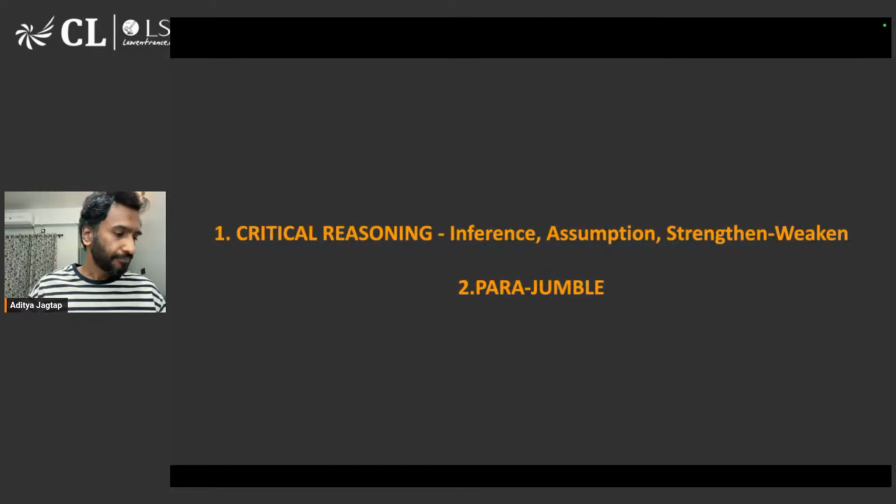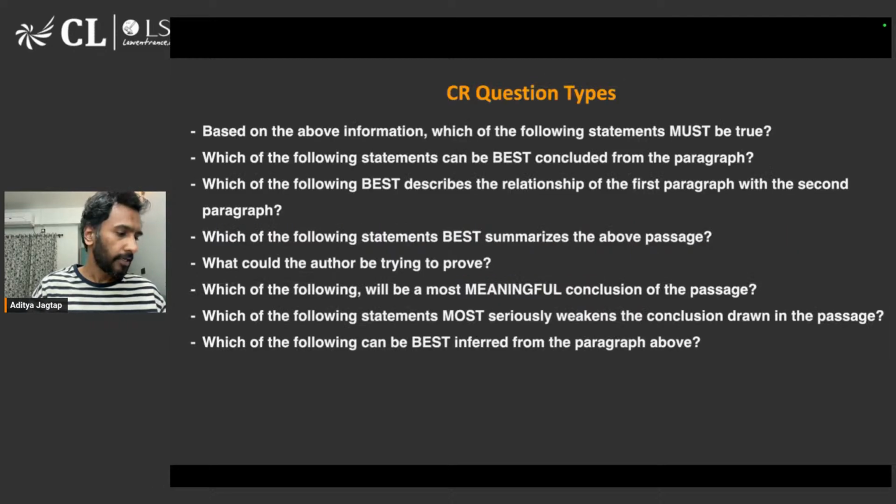All right. In critical reasoning, usually we are looking at three ways to ask questions. One is an inference question, which is one of the more common critical reasoning questions. There is the assumption question, and there are strengthening or weakening question types, which are related to the author's argument. All right, and then we have the parajumble question type. We had seen these critical reasoning question types before.